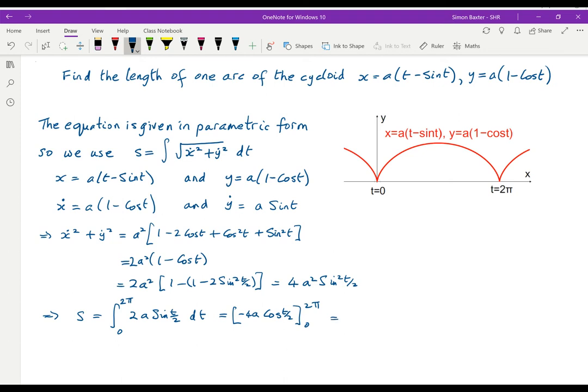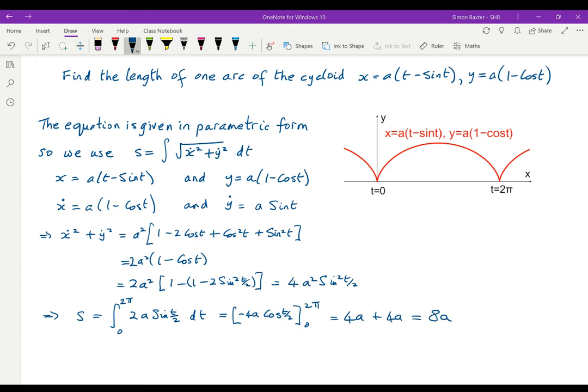Putting in the 2 pi gives me 2 pi over 2 is pi. Cos pi is minus 1. That gives me plus 4a. Putting the 0 in, I've got minus because it's the bottom limit. I've got minus because it's minus 4a, giving me plus 4a. So the total length of the arc is 8a.